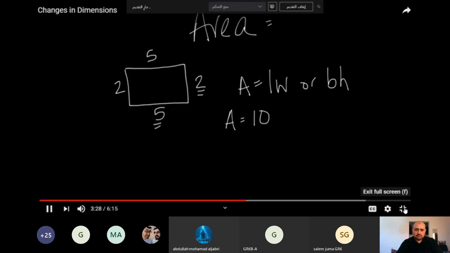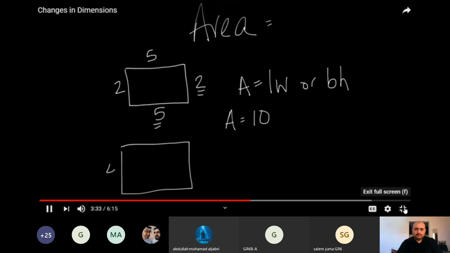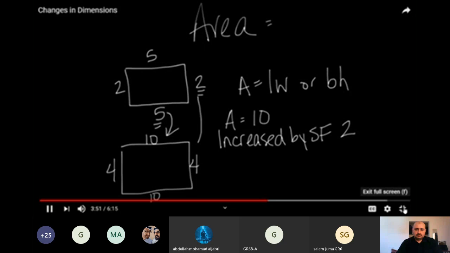Let's say I double the size of my rectangle, just like I did a minute ago, and I make these 4 and these 10. I increased by a scale factor of 2. So 5 times 2 is 10, 2 times 2 is 4. My area is now 40. So it is not increased by the scale factor.